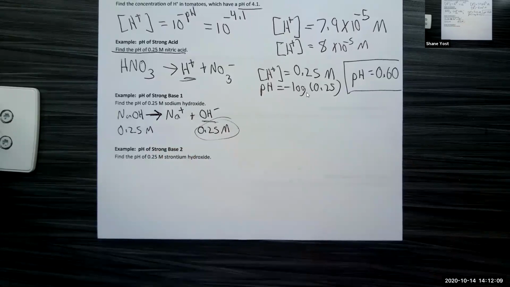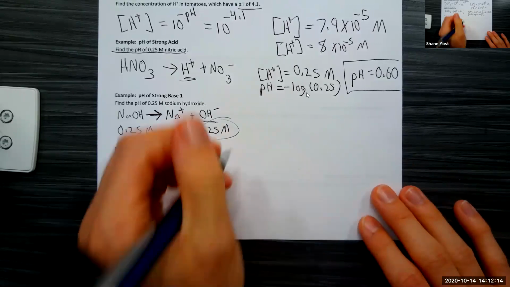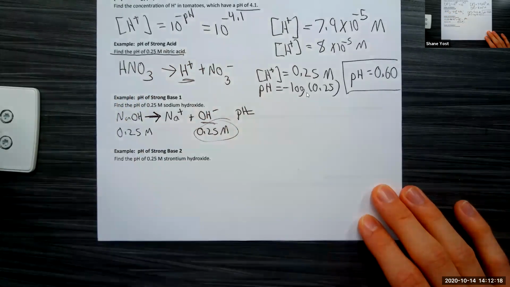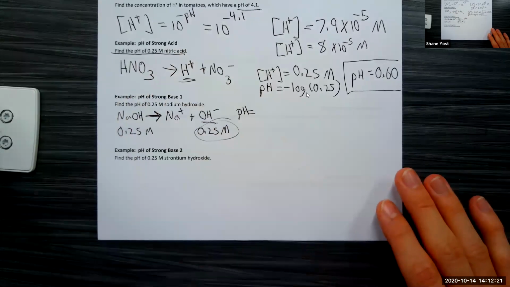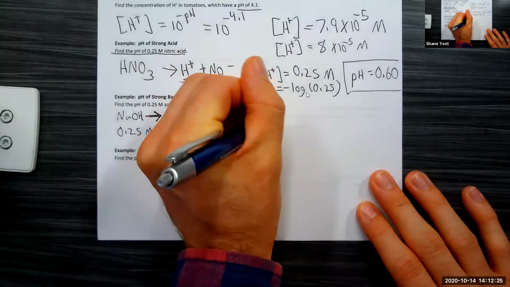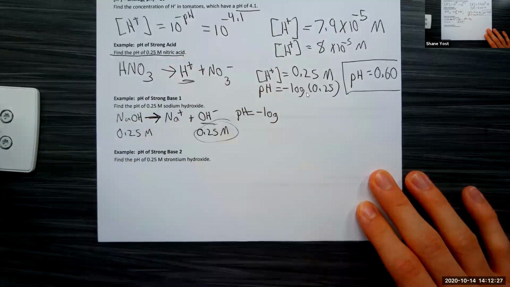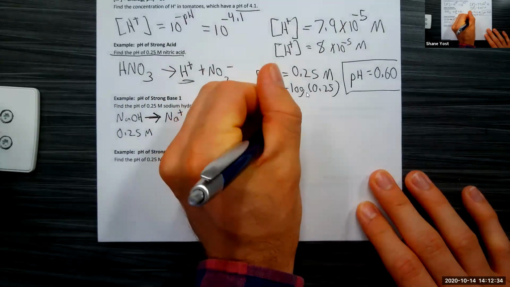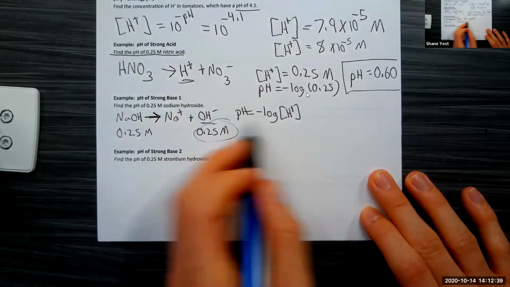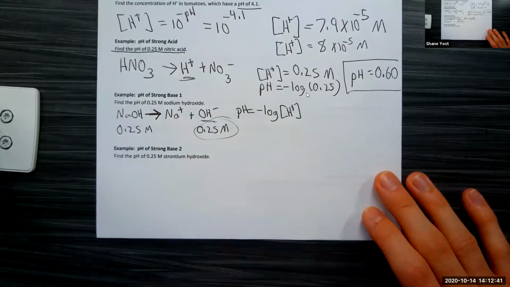And I want the pH. How would I calculate the pH normally? What is that formula for calculating the pH? pH equals negative log of what? The H plus ion concentration. So this is what I want, the pH, negative log of H plus ion concentration.